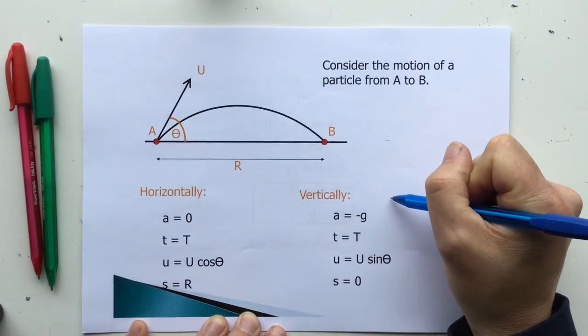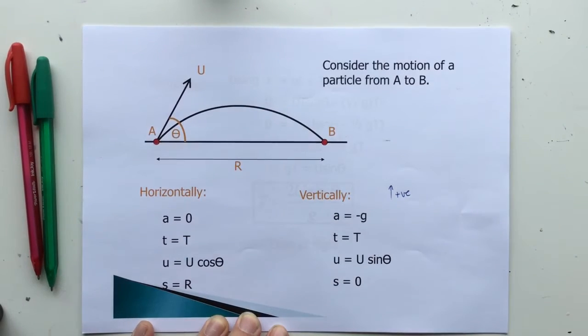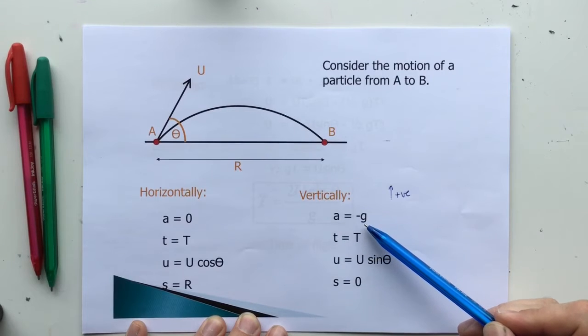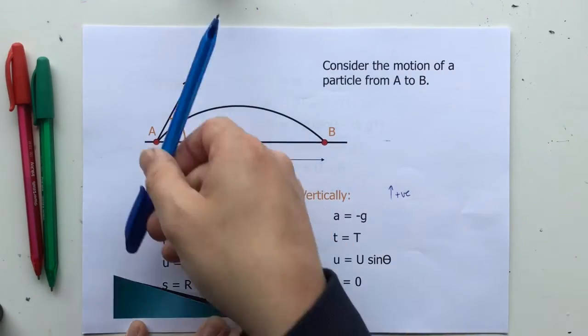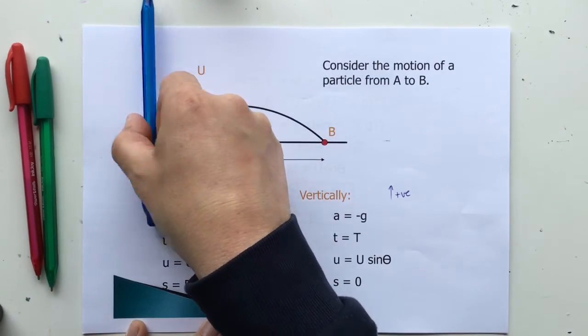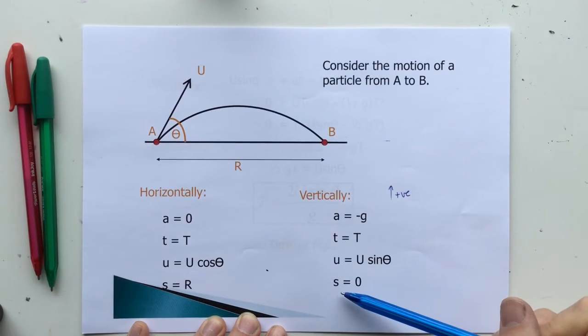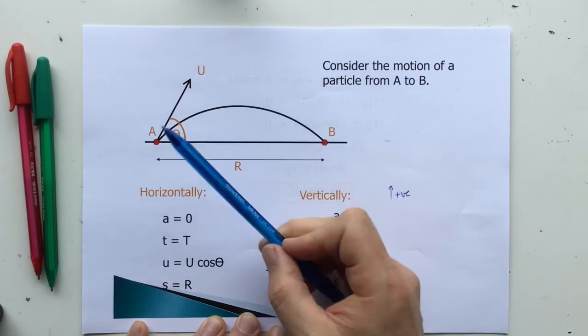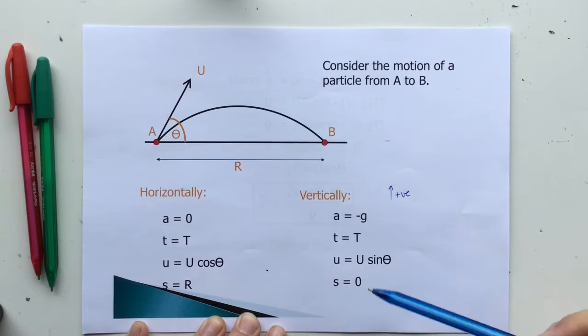Vertically, I'm going to treat up as being positive because initially the particle is projected upwards. So the acceleration is due to gravity down, so it's minus g. The time of flight is t seconds. This time we resolve vertically, so u sine theta is the initial speed, or the initial velocity. And just need to be careful here with the displacement vertically. As it goes up and then comes down again, you can see its vertical displacement is 0.